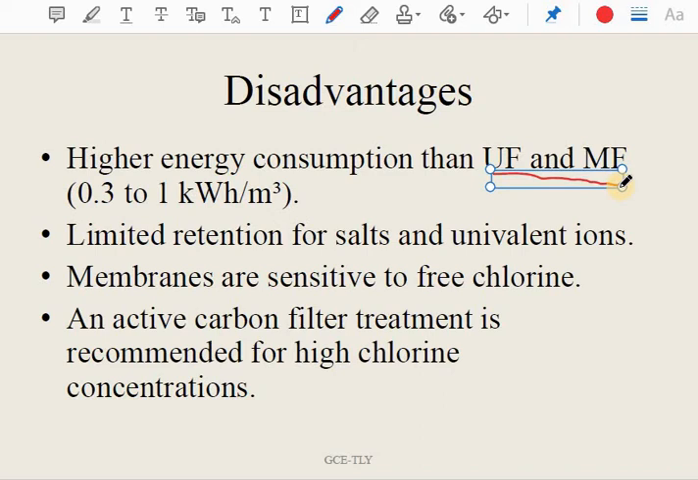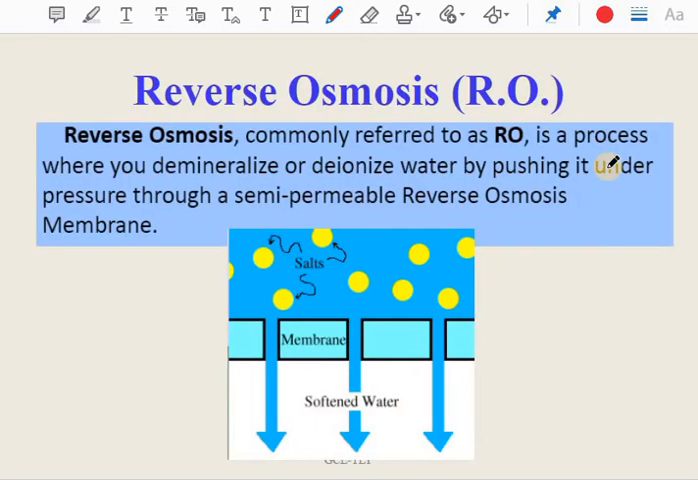Then limited retention for salts and polyvalent ions. Membranes are sensitive to free chlorine and active chlorine. So in case of chlorine rich water, first we should implement activated carbon filtration and then go for nanofiltration. The next membrane filtration technology is reverse osmosis.